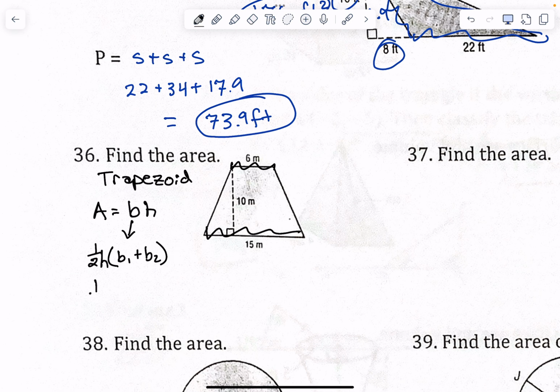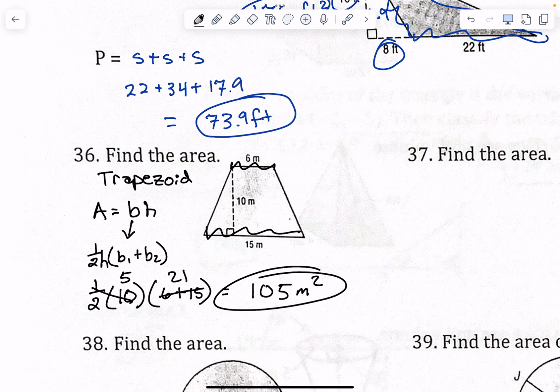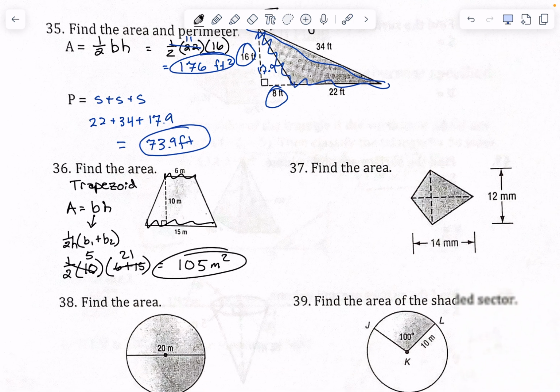1/2 height, base 1, base 2. The height is 10. Base 1, base 2 is 6 plus 15. 6 plus 15 is 21. Half of 10 is 5. What's 5 times 21? 105 meters squared. Good?